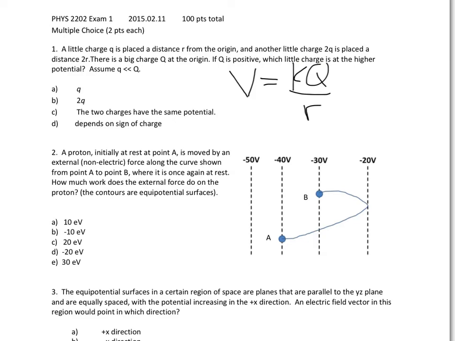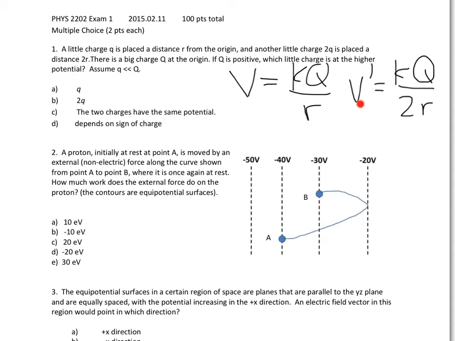Now for the charge that is at position 2R, that particle would be at a potential kQ over 2R. Note that the potential only depends on the position in space of the charge, it doesn't depend on charge q. It's not a potential energy, it's the electric potential.